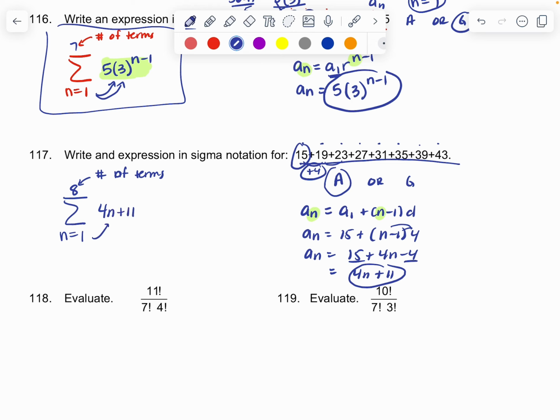Look, if I plug in n equals 1, 4 plus 11 is 15. If I plug in n equals 2, 8 plus 11 is 19. Do you see how it's spitting out those terms for you? So there's your final answer.